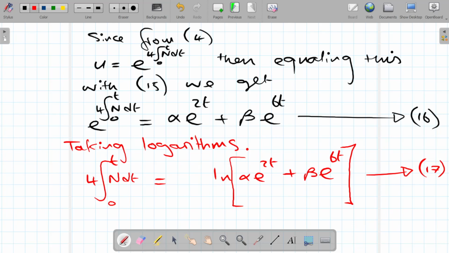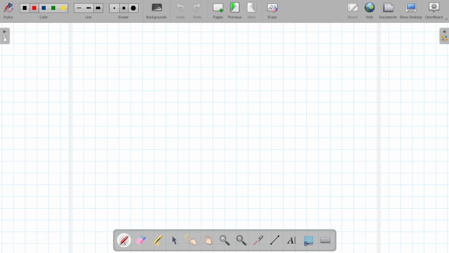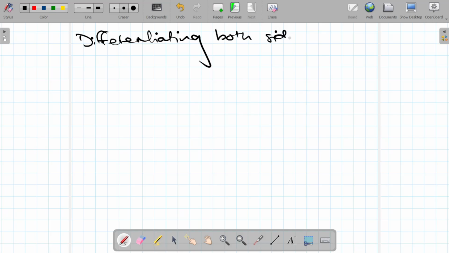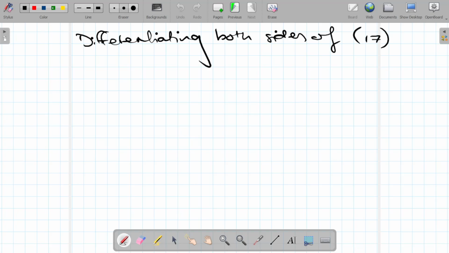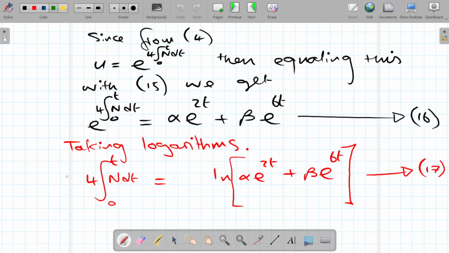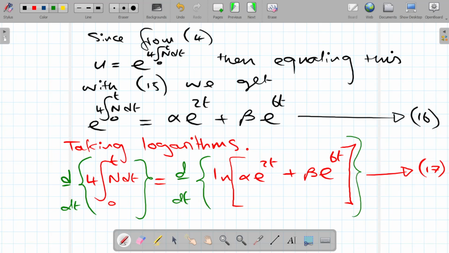Well, we differentiate both sides. So differentiating both sides of equation 17, we're going to take the derivative d by dt of both sides of equation 17.